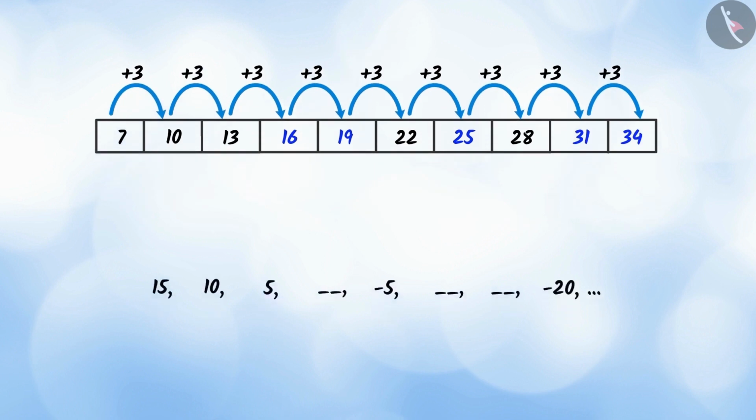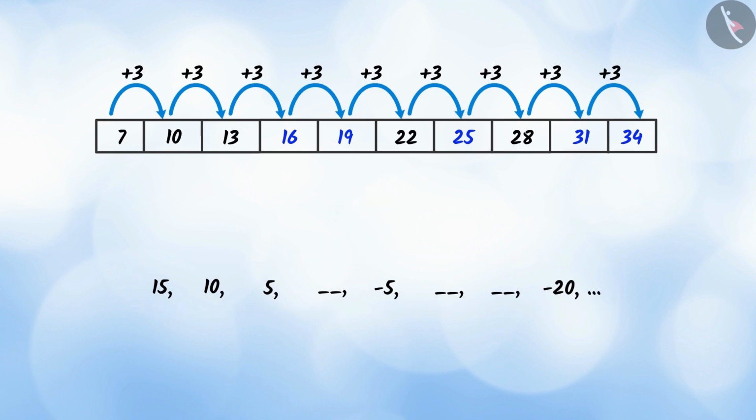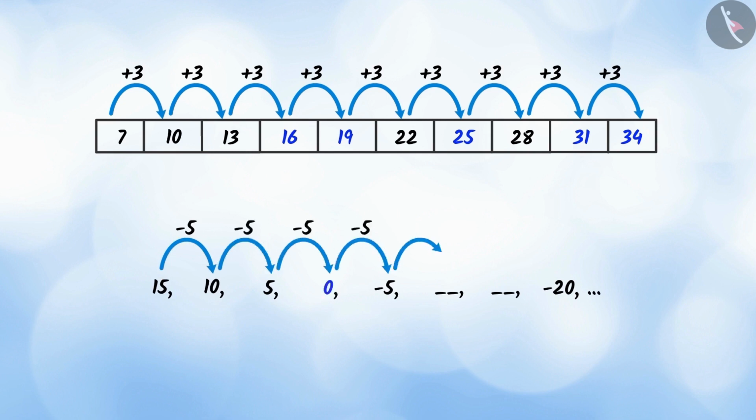Let us see this number list. Do you see any pattern here? Yes. Here, the next number is obtained by adding -5 to the previous number. We can also fill the empty spaces in this list by following the same pattern or rule.